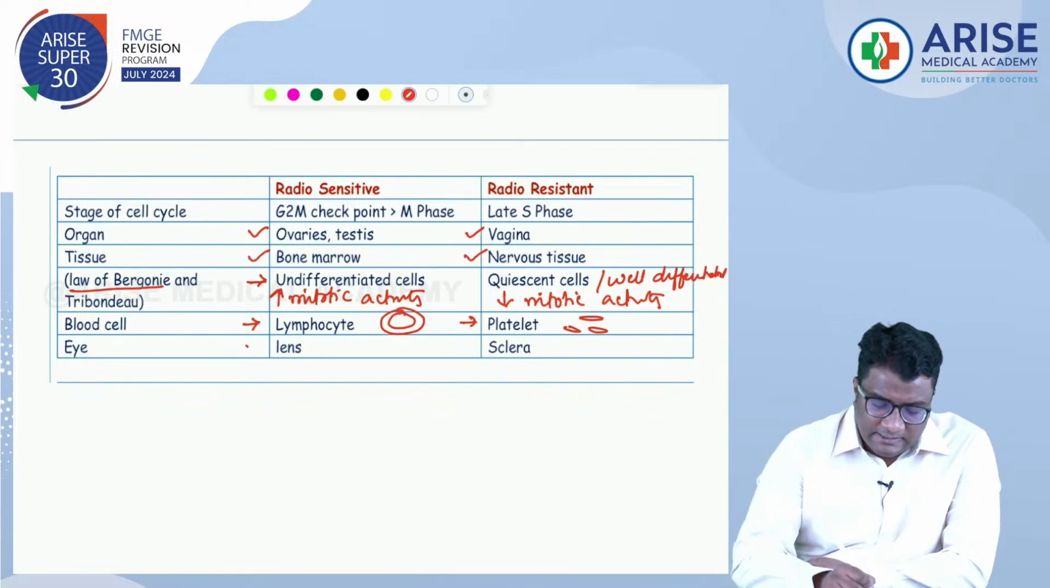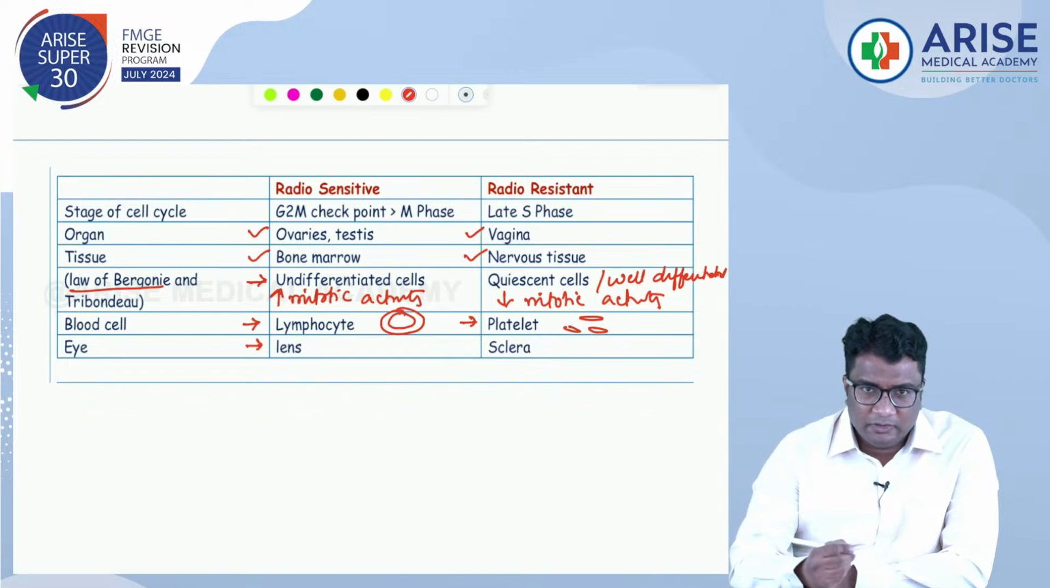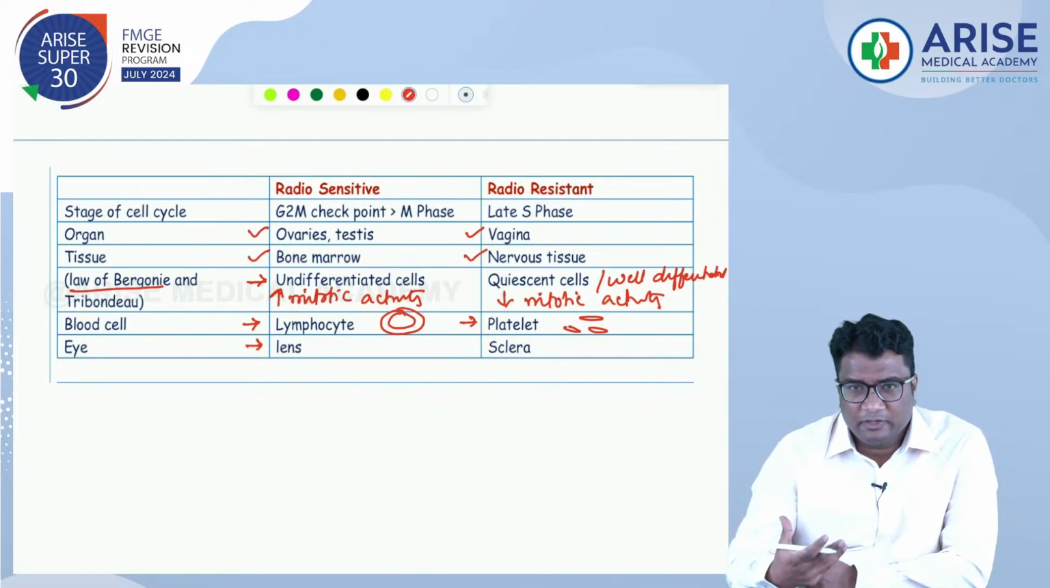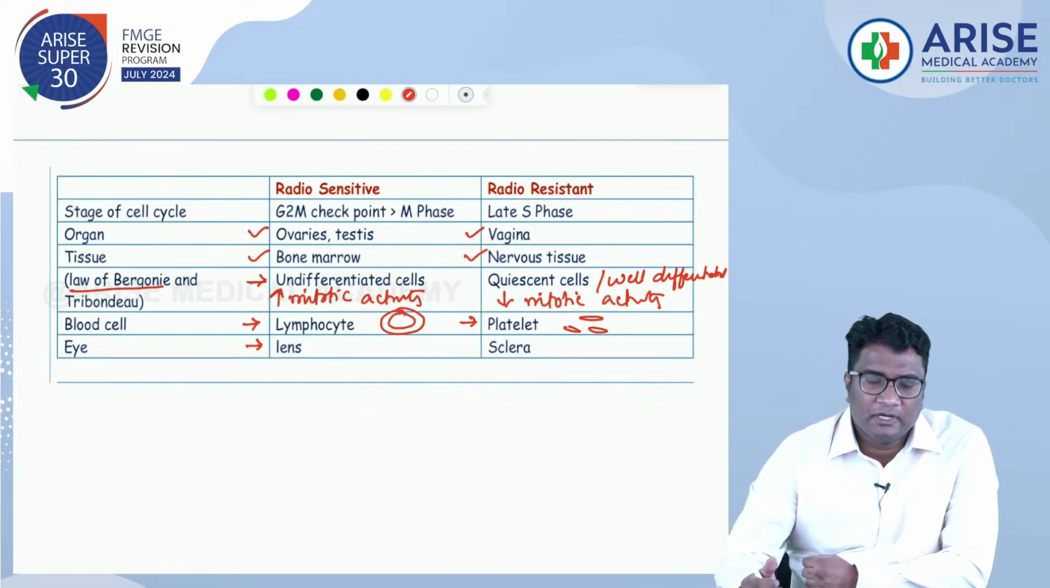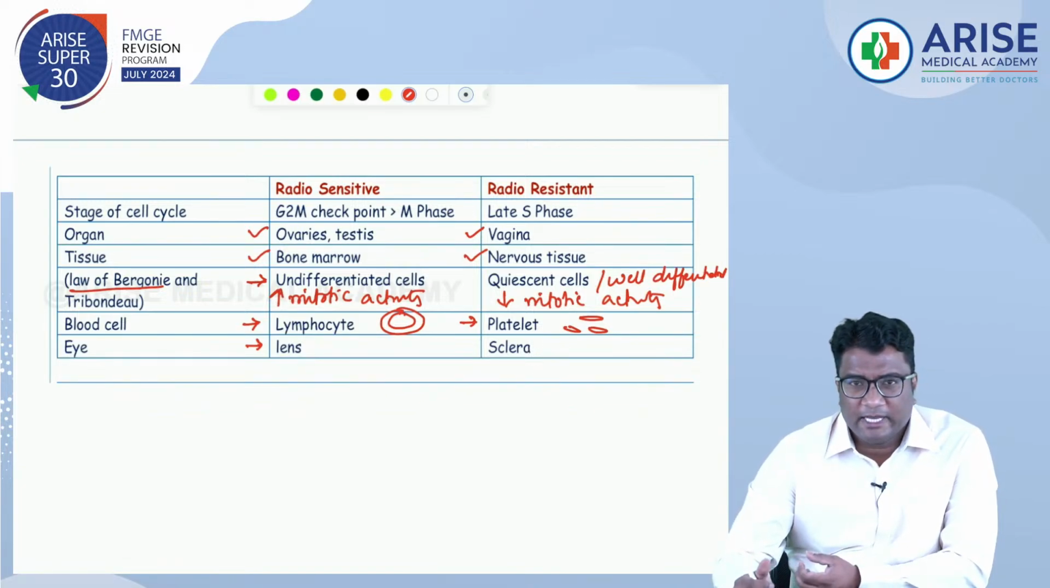In the eye, lens is the most radiosensitive. You develop cataracts, right? Especially when you are having a lot of radiation exposure. So it is important to wear protective goggles, right? When you are going for exposure to the eyes, you use protective goggles there. They are the most radiosensitive tissue. The lens develops early cataracts otherwise. Sclera is the most radioresistant tissue in the eye.